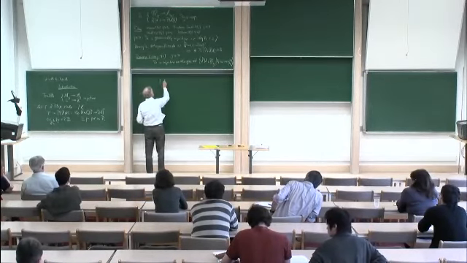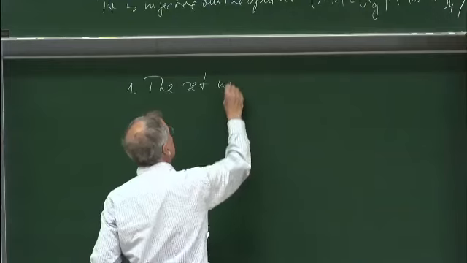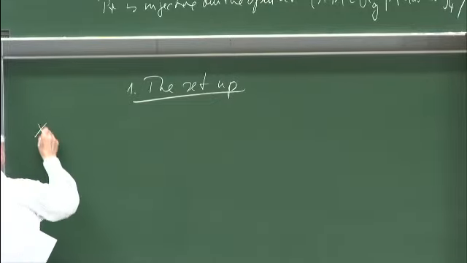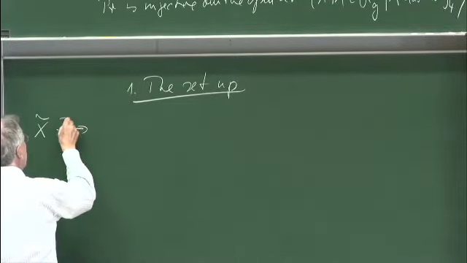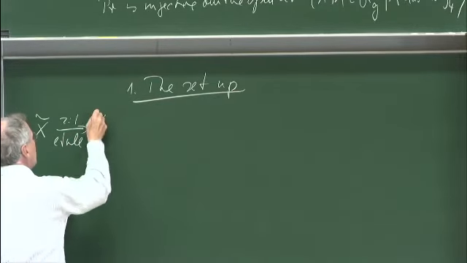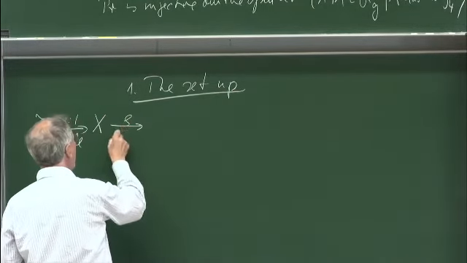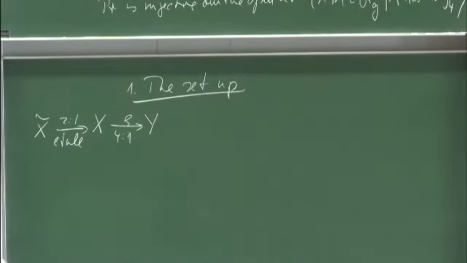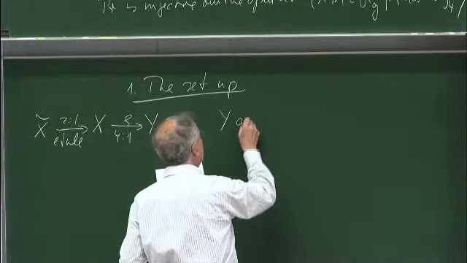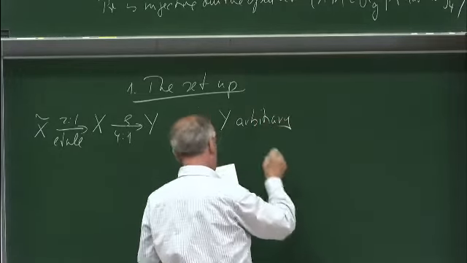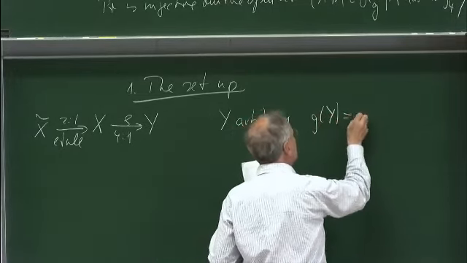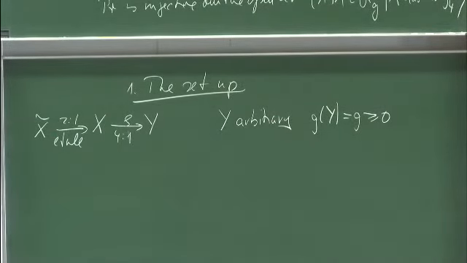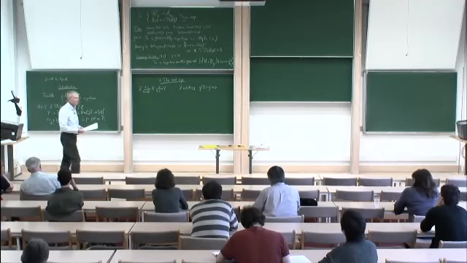So in the first section I would like to explain the setup, explaining how one gets this. We start with an étale double cover of a curve X and have here a map 4 to 1 onto a curve Y. But Y is arbitrary. So in particular, the genus of Y is greater or equal to 0. If Y is P^1, this is just the tetragonal construction, which I'm going to explain.